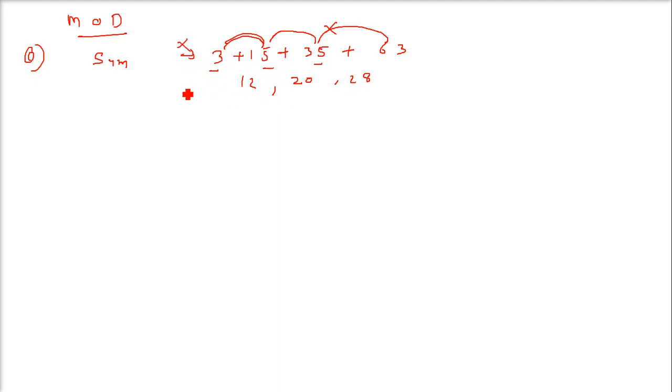These terms are not in AP, but the differences, that is 12, 20, 28, are: 20 minus 12 is 8, 28 minus 20 is 8. Now this is in AP, this is not in AP. So we will use the method of subtraction. So how do we do that? We write like this: Sn equals 3 plus 15 plus 35 plus 63, and this goes up to Tn minus 1 plus Tn.